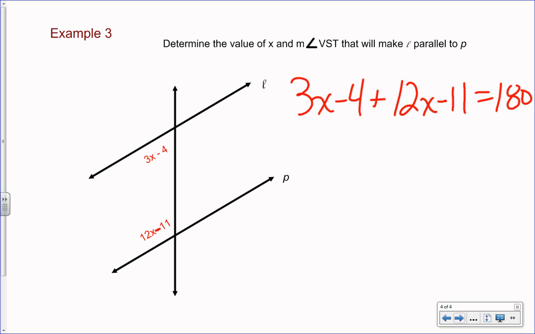So we've got a 3x and a 12x right there. Do I need to move them from one side to the other or anything like that? No. Just add them together. It's 3x plus 12x, that's what, 15x? And then I've got this negative 4 and that negative 11, so it's negative 15 when put together.